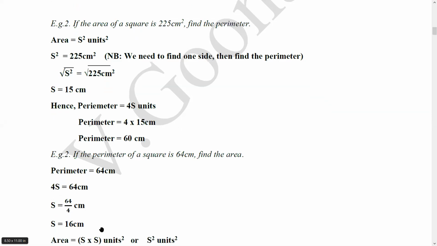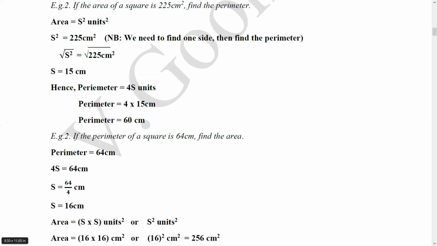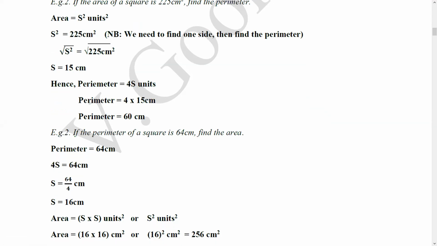And of course, area is side by side unit squared, or S squared unit squared. So the area is 16 by 16, or 16 squared, which is 256 centimeters squared. All right?